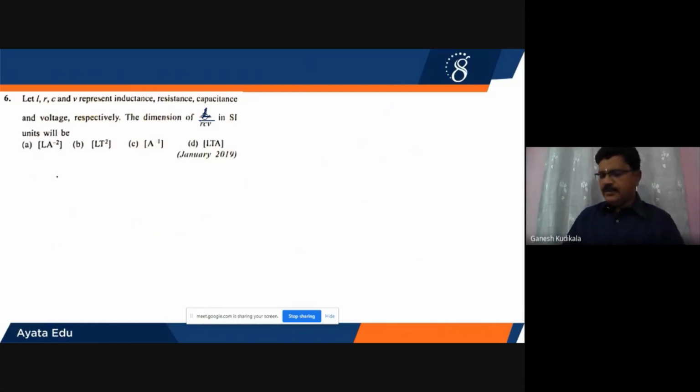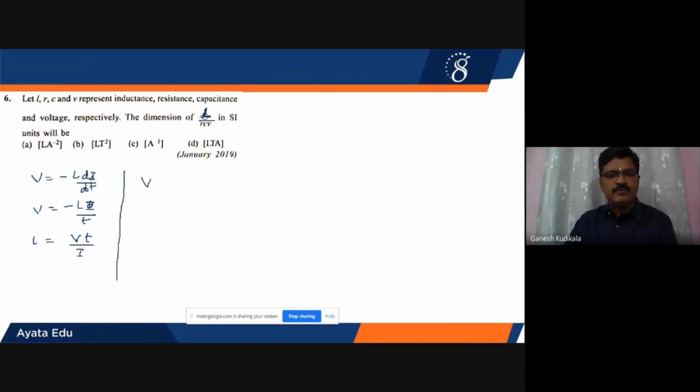So first, from electromagnetic induction, the induced voltage V is equal to minus L into di by dt, from Faraday's laws. Therefore, V will be equal to L into I by T. Therefore, L is equal to, ignoring the minus sign, potential difference into T divided by I. I is current. Current can be expressed dimensionally, that we'll see. Next, R is resistance. Let us use Ohm's law, V is equal to IR. Therefore, R is equal to V by I.